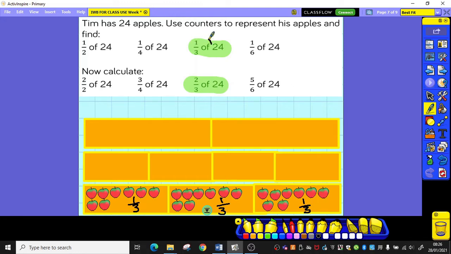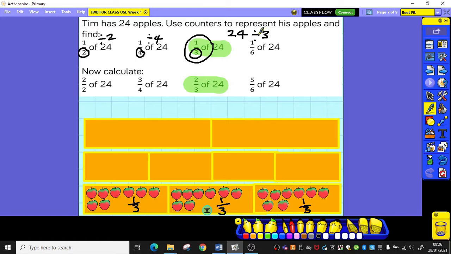Let's go back to what we was doing earlier. If I'm finding a third of something, what am I dividing by? Hopefully in your heads, you just thought we're dividing by 3. Have a look at the numerator. Have a look at the denominator. That tells me that I'm dividing by 3. The same as when it was a quarter. If I look at the denominator, that told me I was dividing by 4. And the denominator here told me I was dividing by 2. So the denominator tells me what I'm dividing by.